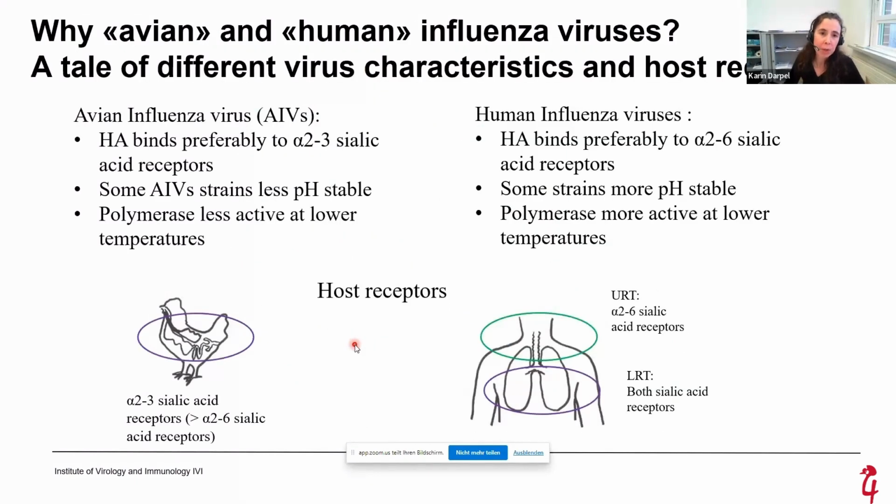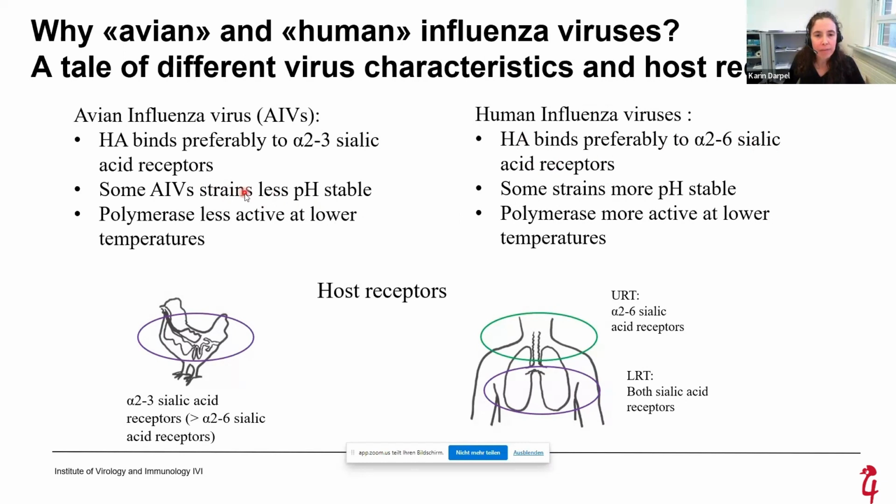So why do we differentiate between avian and human influenza viruses? Well, this is a tale of different virus characteristics and host receptors. Avian influenza virus with their hemagglutinin, their most outer protein, bind preferably to a so-called alpha 2.3 sialic acid receptor, while human influenza virus with their hemagglutinin, their most outer viral protein, bind preferably to a 2.6 sialic acid receptor.